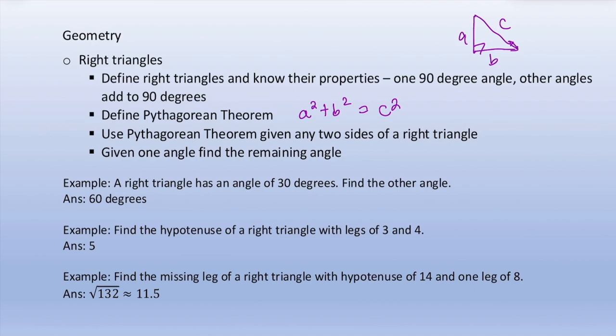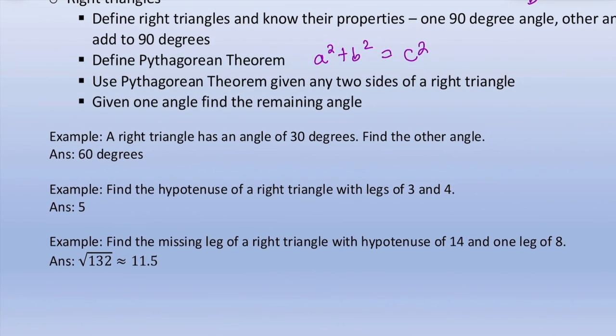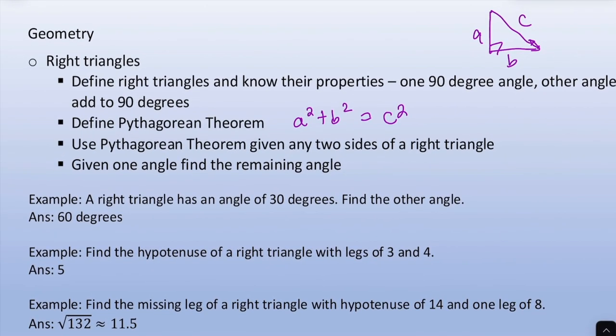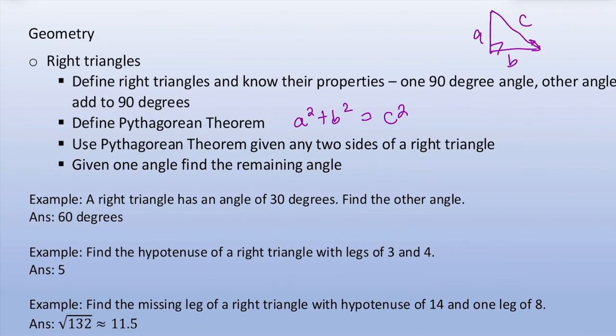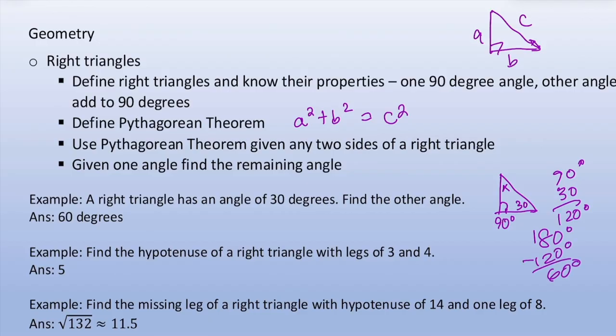So let's look at these examples. It says a right triangle has an angle of 30 degrees. Find the other angle. Okay. So if a right triangle, which has one of the angles being 90, has an angle that's 30, what is the other angle? Well, these two always have to add up to 90 because this one's 90. Or 90 plus 30 is 120. So it has to always total 180, and 180 minus 120 is indeed 60. So that's why we get 60 degrees.